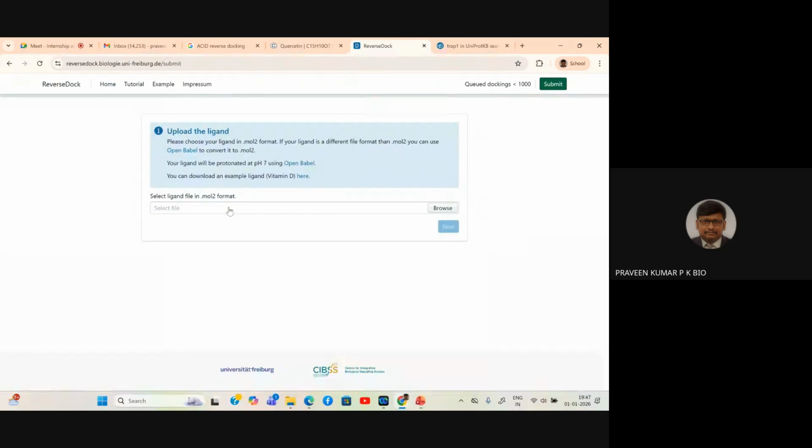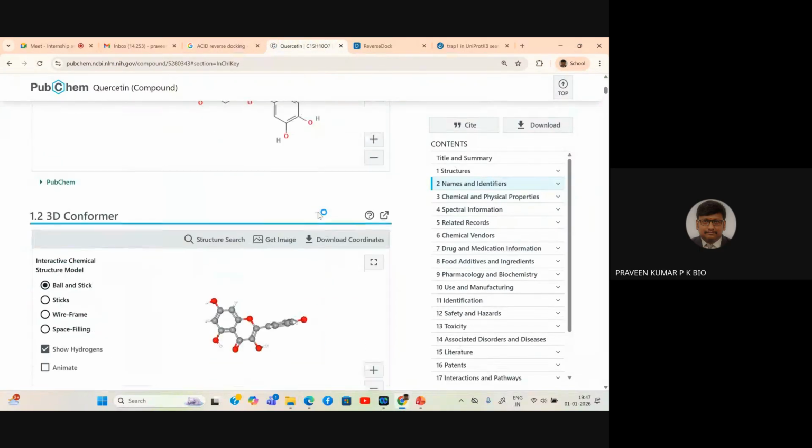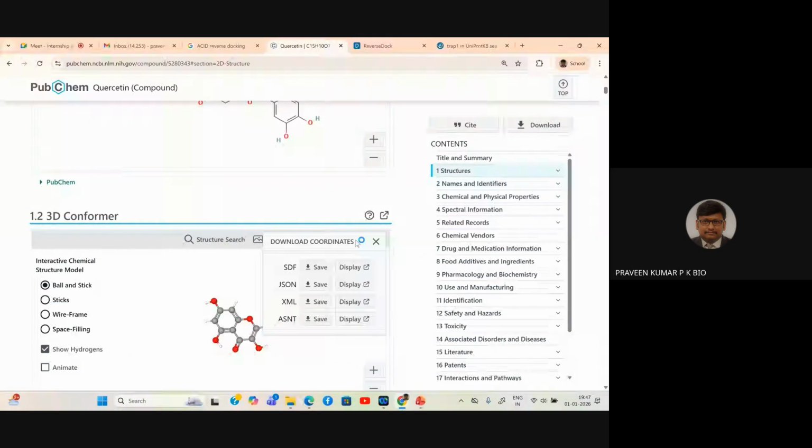So here it's asking for mol2 format. The SMILES format, whatever we take, can't be fed as an input, but it's asking for mol2. Then what to do? We have to download the 3D structure. To download the 3D structure, go to the 3D conformer, download coordinates, SDF.